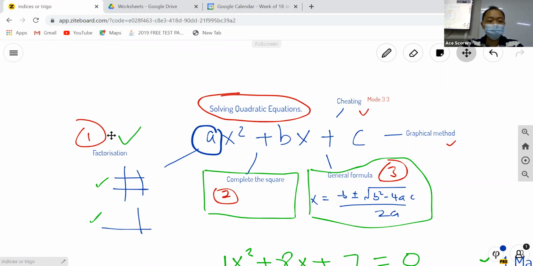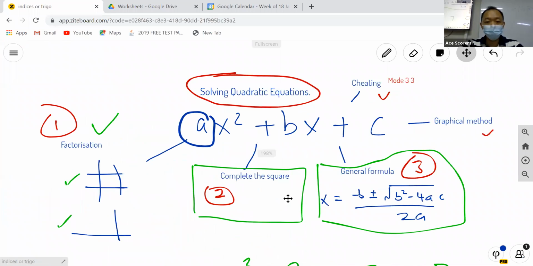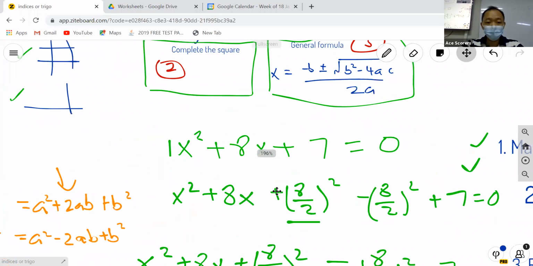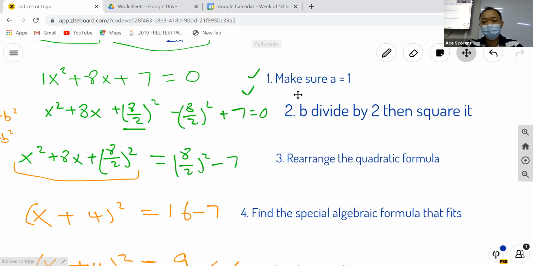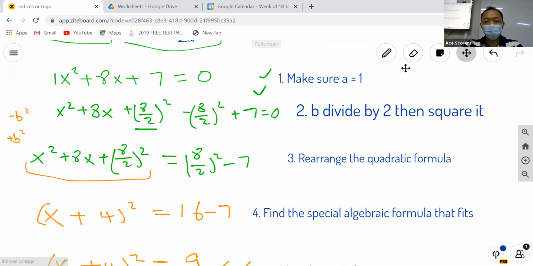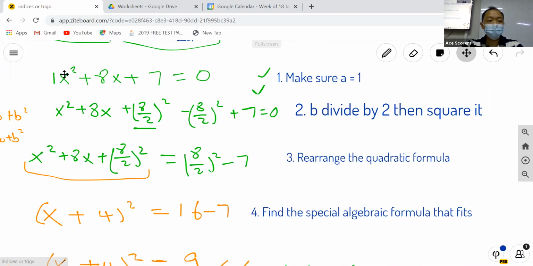Since we are good with one, we did two last week. Here's an example of complete the square and the 4 steps. Let me run through one: x squared plus 8x plus 7. First, make sure a is equal to 1. This must be 1. That's step 1.